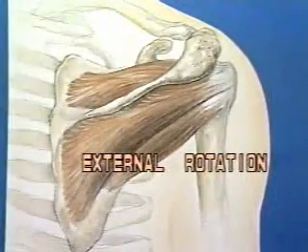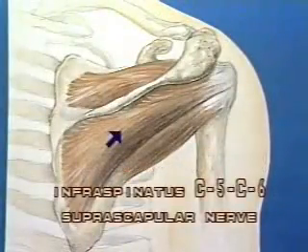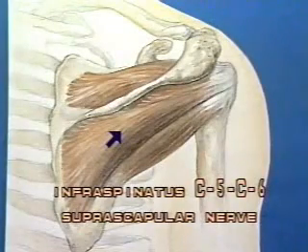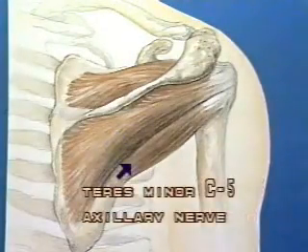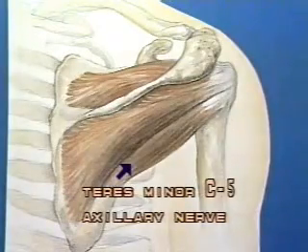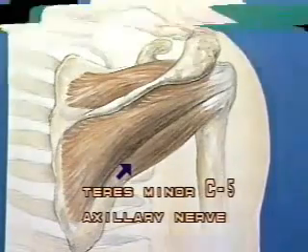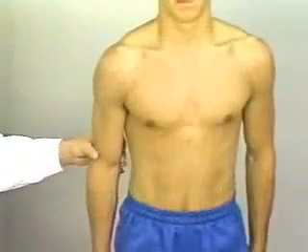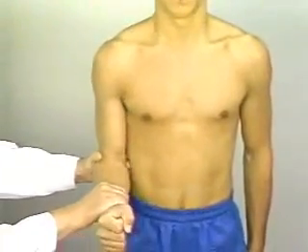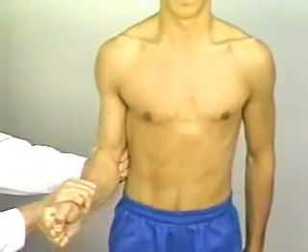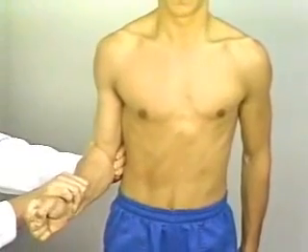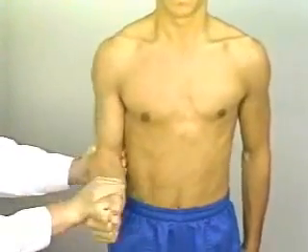External rotation. Primary external rotators. Infraspinatus C5-6 suprascapular nerve, teres minor C5 axillary nerve. Maintaining the patient's arm in the same neutral position, apply resistance to the dorsal aspect of the distal forearm as the patient attempts to turn the forearm away from the body.